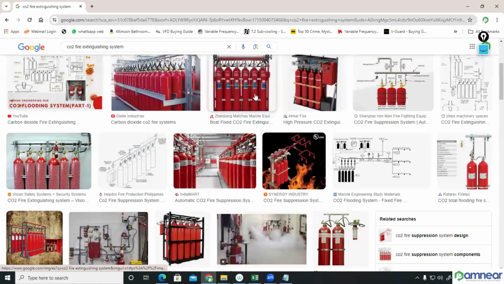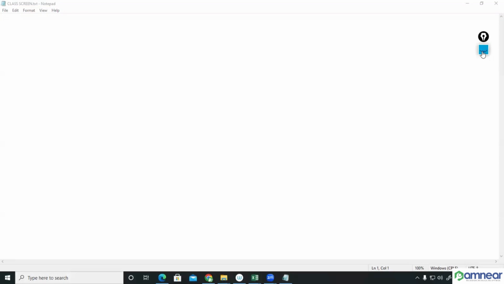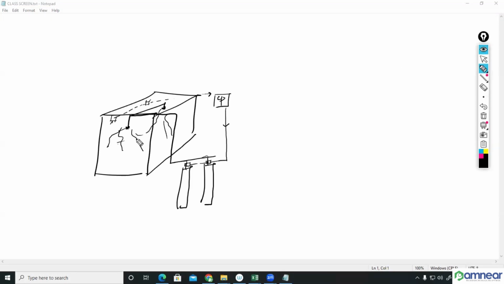Sometimes one cylinder, sometimes multiple cylinders we require. Anyhow, how much quantity of gas we require, that we have to calculate. When we are using carbon dioxide, we'll be using a method called the total flood method. The direct application method is also there.